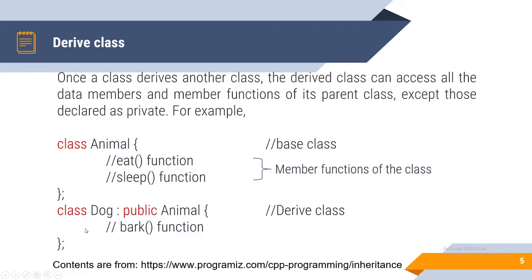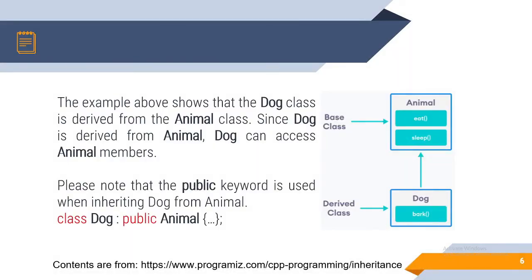Let us proceed. The example above shows the dog class, which is derived from the animal class, meaning our dog class will inherit this class. Everything inside the base class will be inherited by the dog class. Since dog is derived from animal, dog can access animal members, which means the content inside the body of that class, whether a data member or a member function.